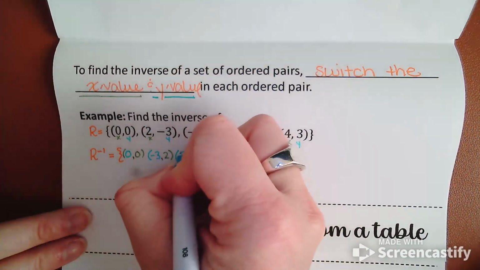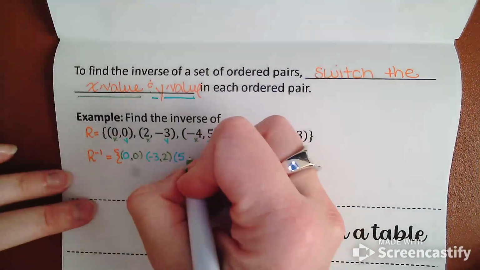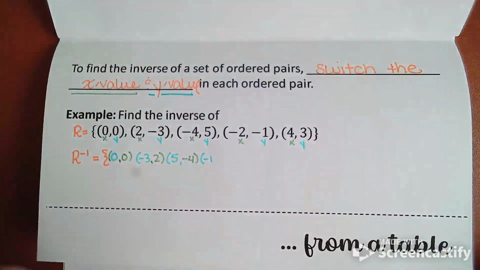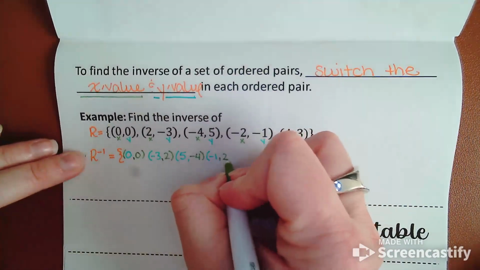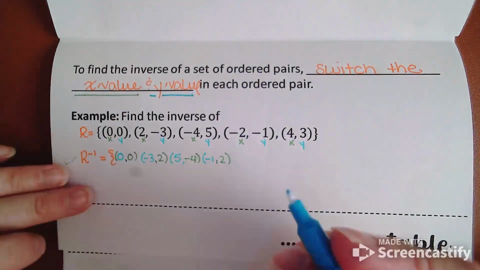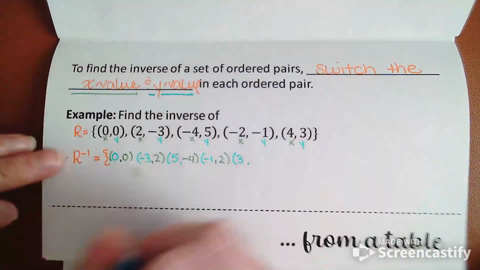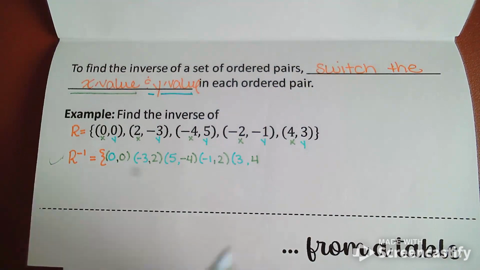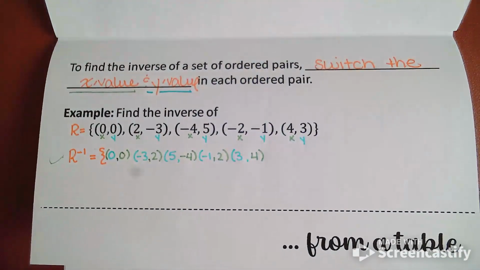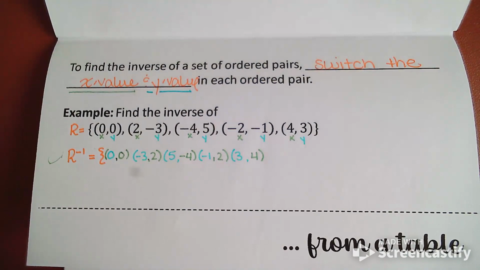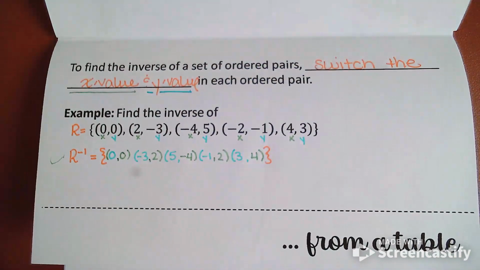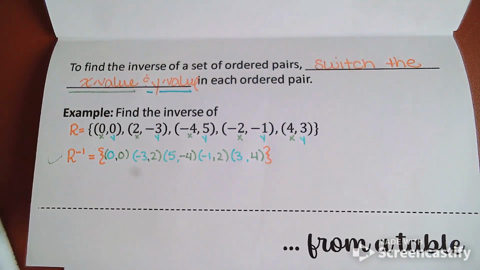And then we would have 5, -4. And then we would have -1, -2. And last but not least, we would have 3, 4. So that is the process of taking and finding the inverse from a table or from a set of ordered pairs. Just like that. You've just got to reverse or switch the x and the y value.